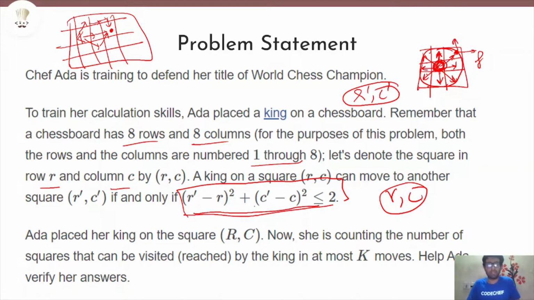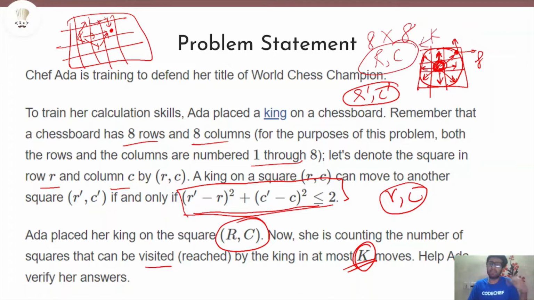Now you know how the king moves. Let's look at the question. Ada has placed her king on R, C and she's counting the number of squares that can be visited or reached by the king in K moves. She wants to count the number of cells that can be reached in K moves and we need to verify her answer. So we are given an 8 by 8 chessboard, and we are given coordinates R, C where the king is placed. We need to tell her how many cells can be visited by the king within K moves.